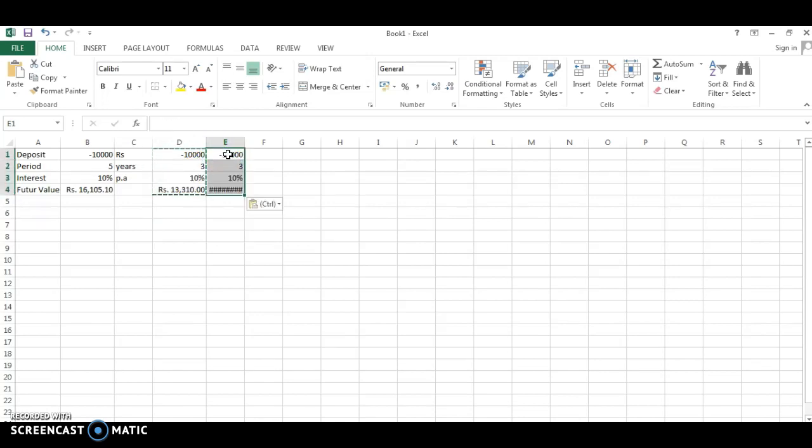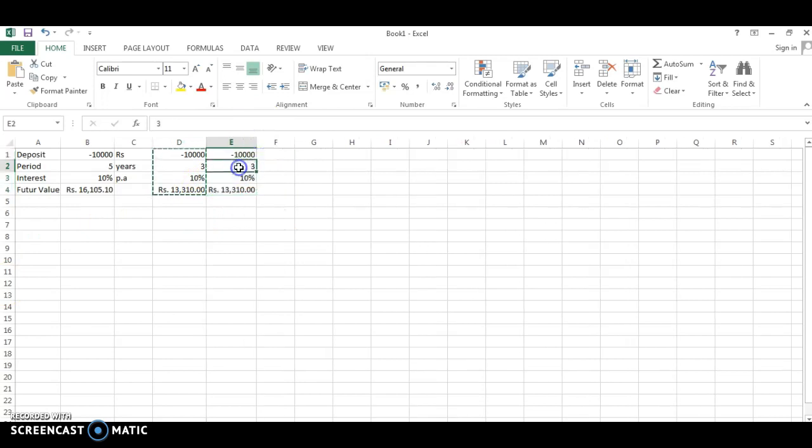I'm making it as for the same values, instead of 5 years, supposing it is 7 years. If it is 7 years, one thing is clear: when the duration is longer, the future value is greater; when shorter, the future value is smaller.